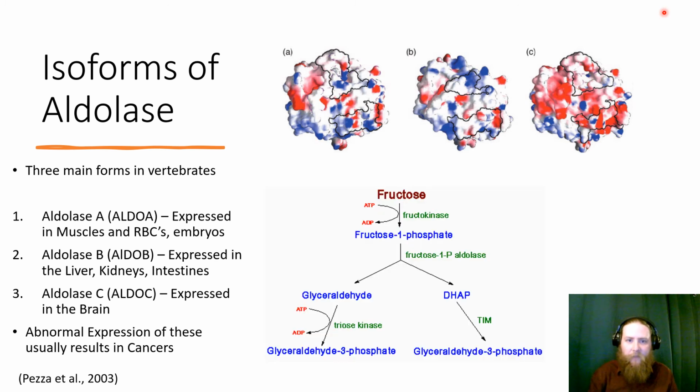Aldolase B also plays a huge part as the fructose 1-phosphate aldolase in the fructose pathway. So aldolase B is very important for this. The place you're normally going to find fructose from sugary plants and other substances is in the intestines, and it's going to be digested by the liver. So that's why aldolase B is more common in this area. And aldolase B actually will inhibit aldolase A and C. It likes to be on its own and do its own thing. But any abnormal expression of aldolase A, B, or C usually results in a cancer for the patient.